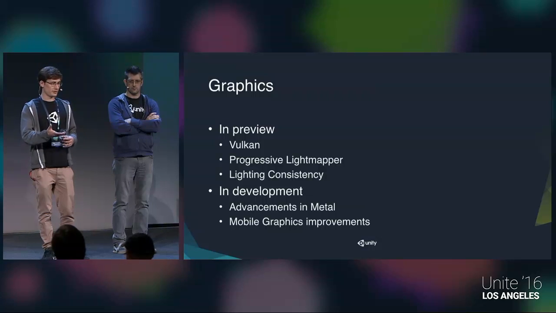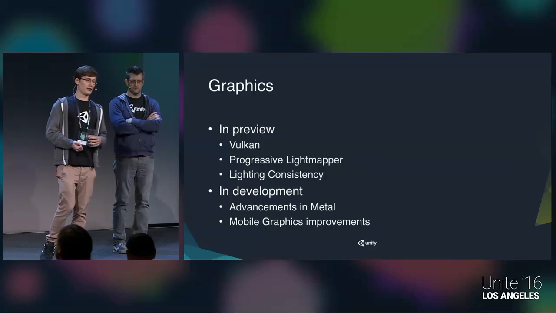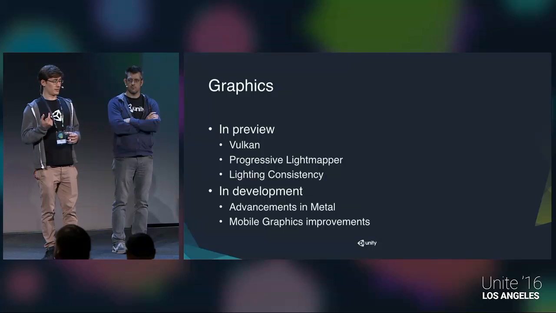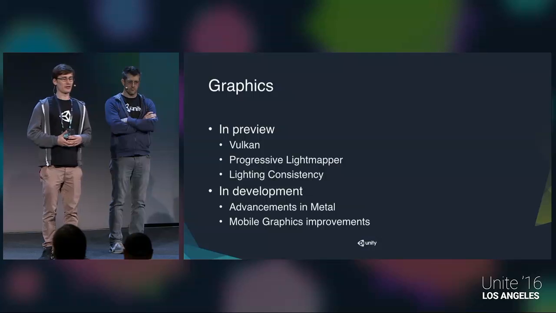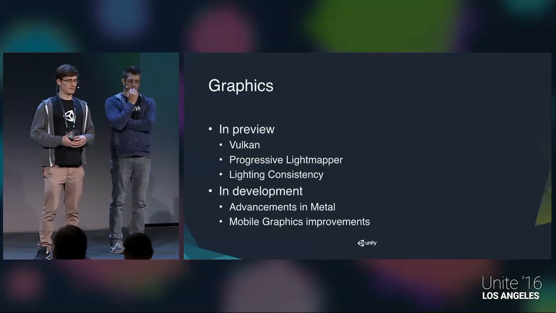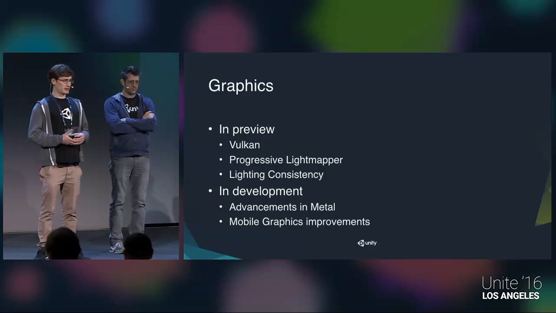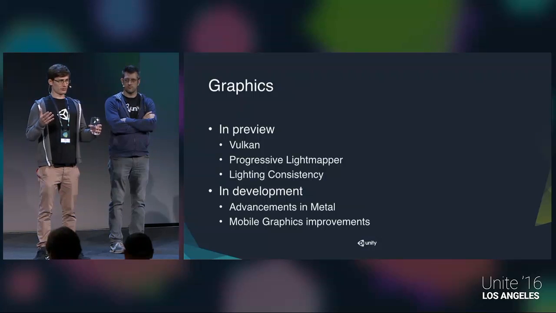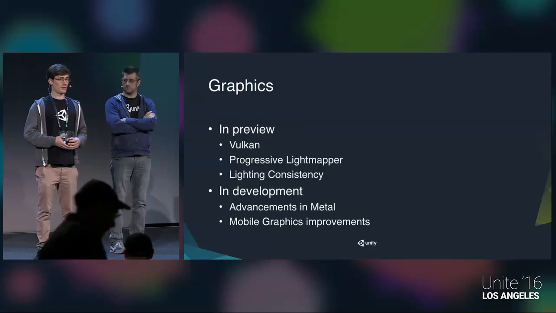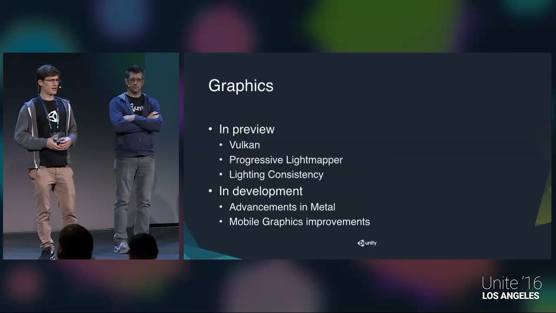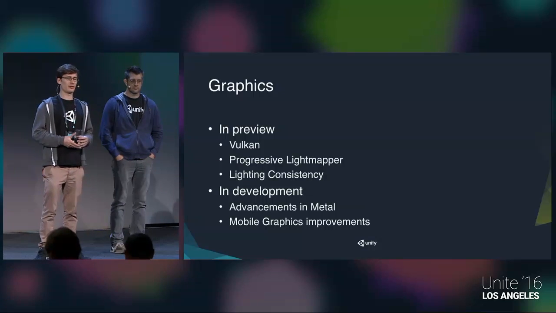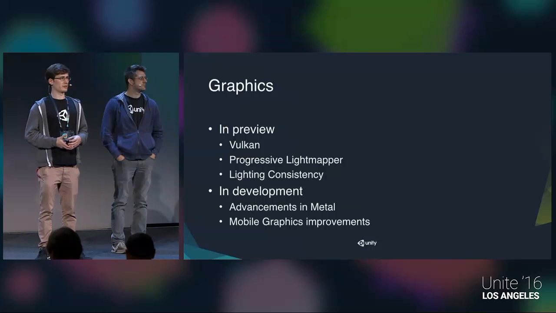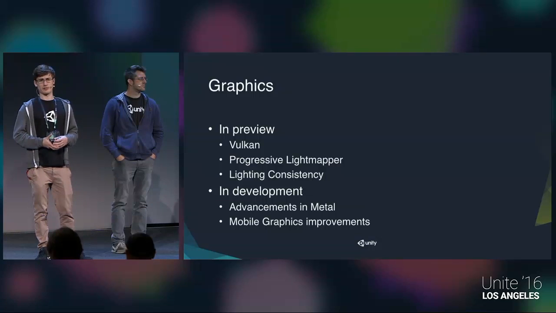We also did a lot of work on our experimental features. A lot of them are in preview, as you can see on the slide. Things like Vulkan, a progressive light mapper, and lighting consistency, which is hugely important to anyone who's been trying to use mixed mode for the last couple of years. In the future, we're going to be focusing on continuing work on those, trying to get them to a shippable state where we're perfectly happy with them, and trying to push a lot more features into that same experimental workflow. It seems to work pretty well for getting responses back from the community.